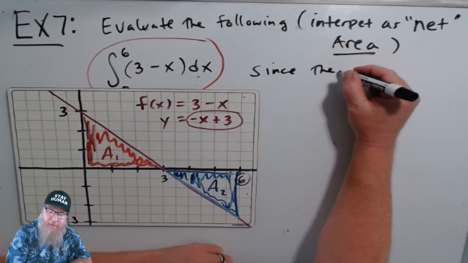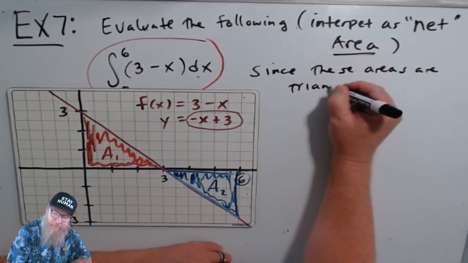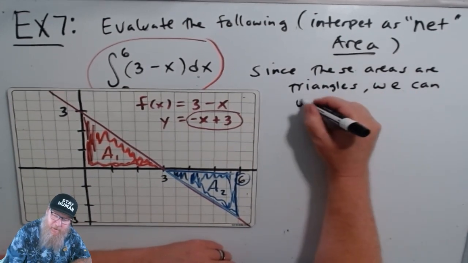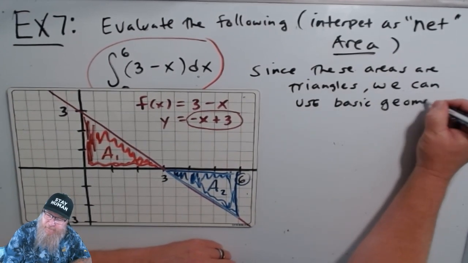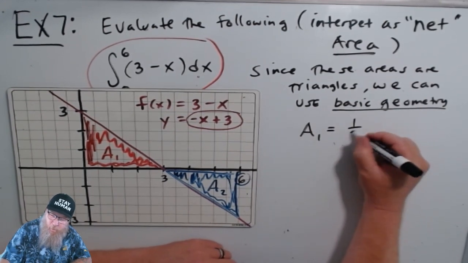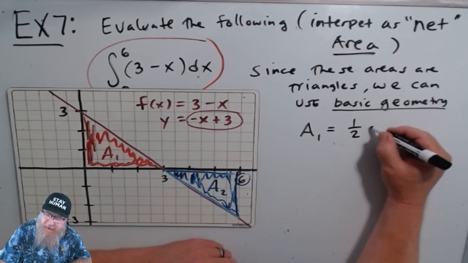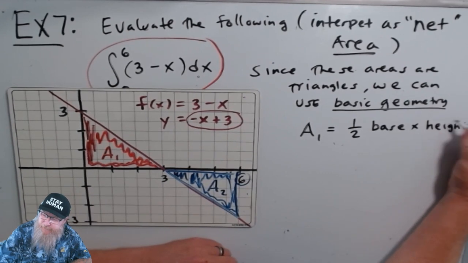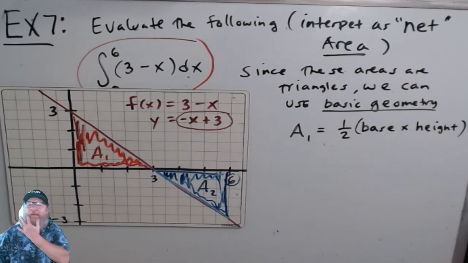Since these are triangles, we can use basic geometry. A1 is 1/2 the base times the height. 1/2 base times height. Basic geometry.